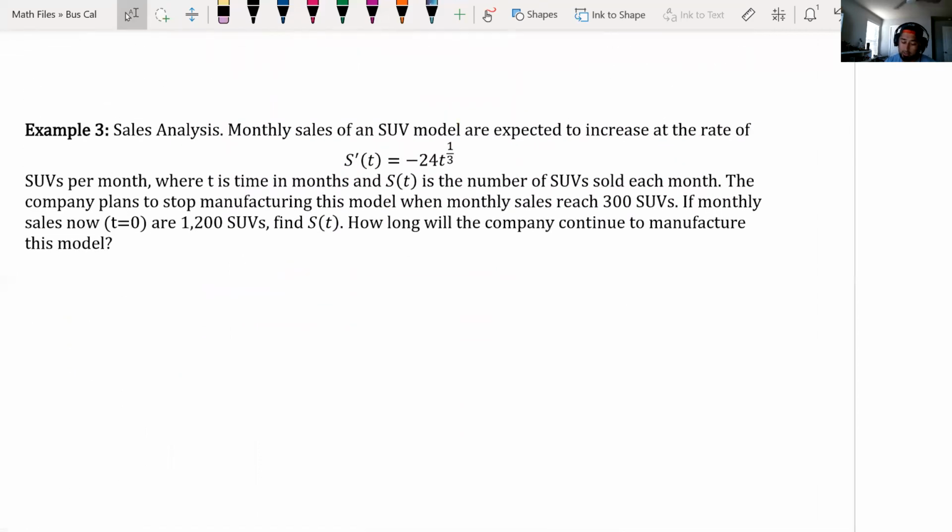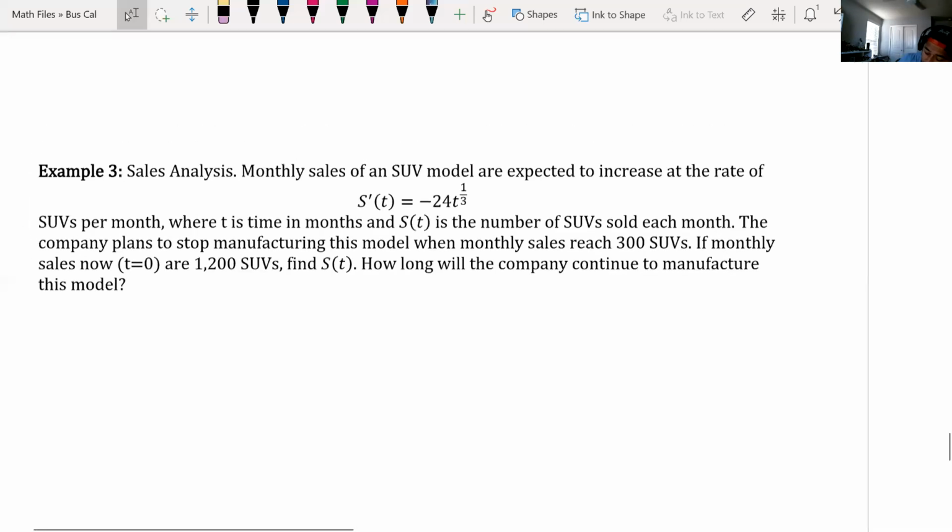Monthly sales of an SUV model are expected to increase at the rate of S prime of t equals negative 24 times t to the 1/3 SUVs per month, where t is time in months and S of t is the number of SUVs sold each month. The company plans to stop manufacturing this model when monthly sales reach 300 SUVs. If monthly sales now at t equals 0 are 1,200 SUVs, find S of t, and then how long will the company continue to manufacture this model?